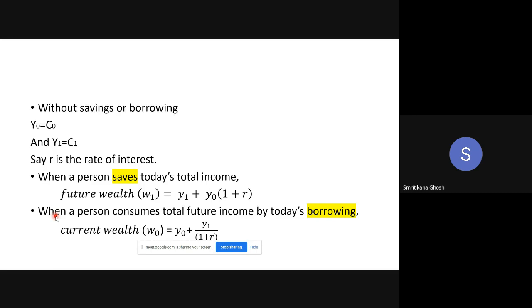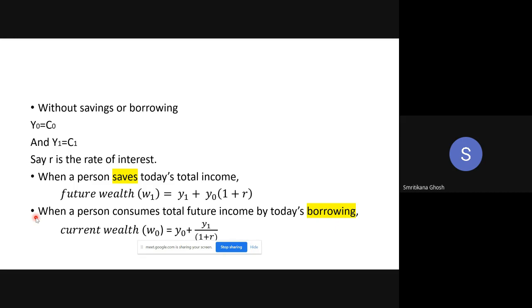Do you get my point? For the third bullet, what is your objective? Your objective is to maximize today's wealth. For the third bullet, your objective is to get maximum current wealth. So in that case, what do you have to do? Tomorrow, you cannot consume anything. Today, you need the maximum.